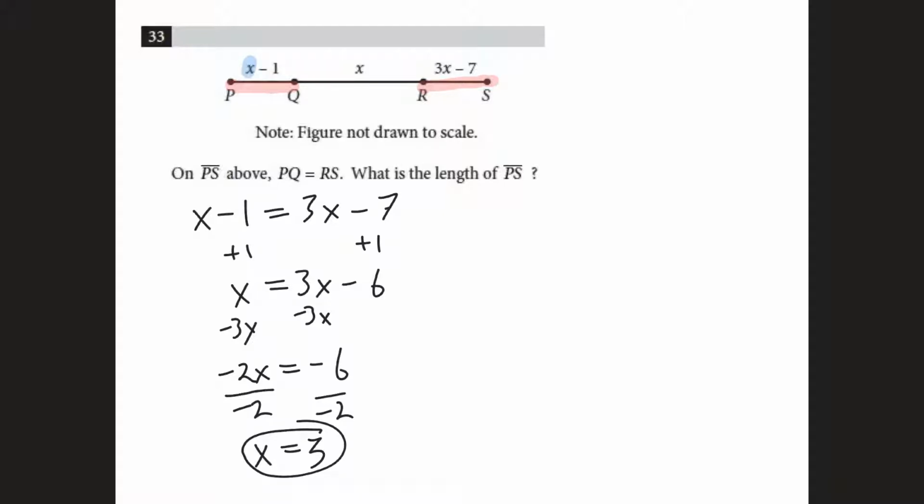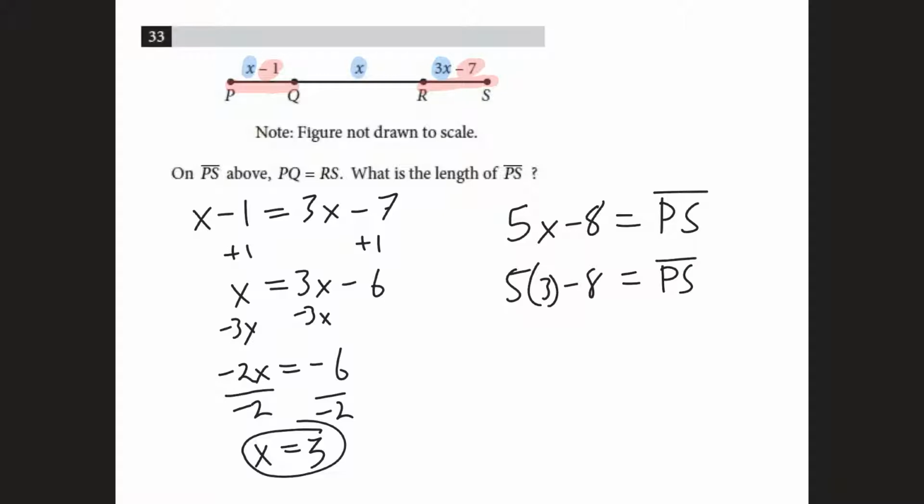If X equals 3, we're just going to go through and add up our segments. We've got 1X, another X, and then 3 X's. That's going to be a total of 5 X's. Then we have a negative 1 and a negative 7, so that's going to be a minus 8. That's going to equal PS. So substitute in 3 for X. We get 15 minus 8 is PS. So 7 is the length of PS.